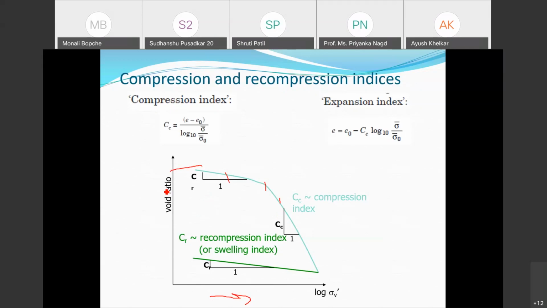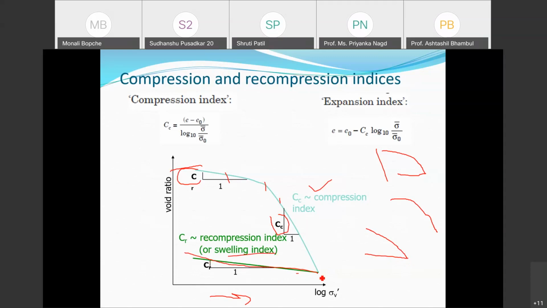Now, depending upon the soil, it may be a single straight compression curve, or it may be a segmental compression curve, like shown here. One straight line has come, and then again suddenly a change has taken place. So depending upon that, you get different compression indices, one compression index and another compression index. Now suppose I have compressed this soil. If I remove the load from the soil, then expansion will take place. This shows the expansion curve, also called the swelling index.